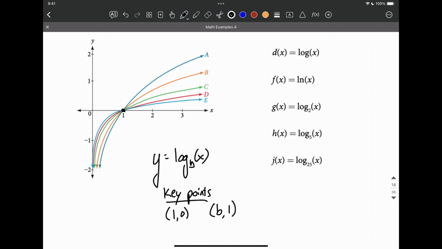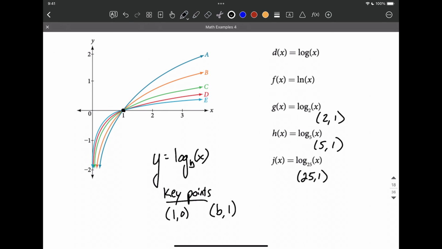All right, so in looking at this, the bottom one should have (25, 1), meaning you have to go out 25 units to the right before you make it up 1 unit in the vertical direction. Next up, we have (5, 1) as the second key point besides (1, 0). We have (2, 1), but then we get into kind of the special cases.